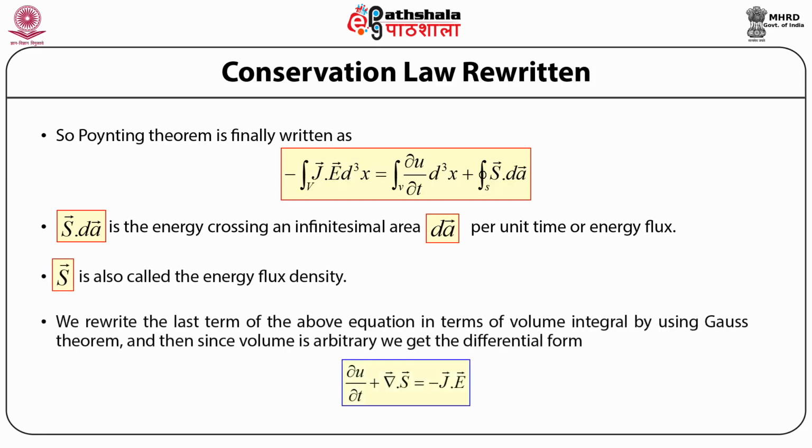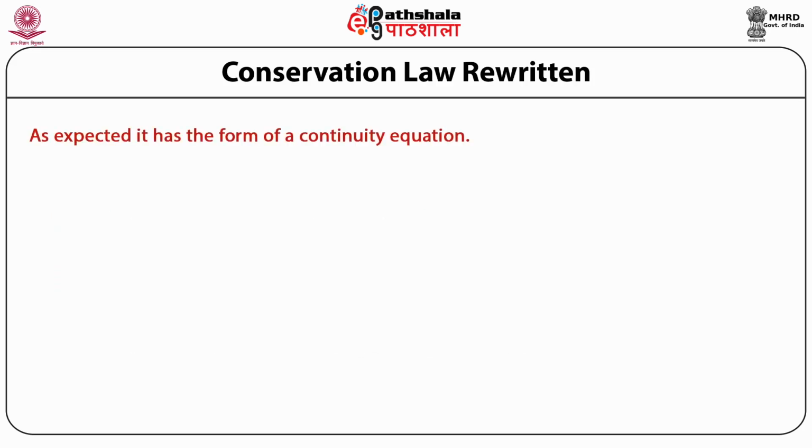So we can then rewrite the second term on the right hand side of the above equation by using Gauss's theorem and convert the surface integral into a volume integral. Then we get the differential form of the above equation, which can be written as the partial time derivative of the energy density of the electromagnetic fields, u, plus the divergence of the Poynting's vector S is equal to minus the dot product of the current density vector J and the electric field E. And as we can see from the form of this equation, this equation is a continuity equation.